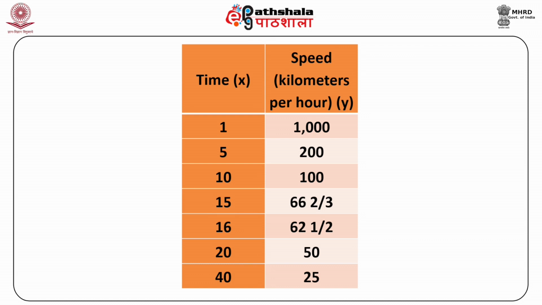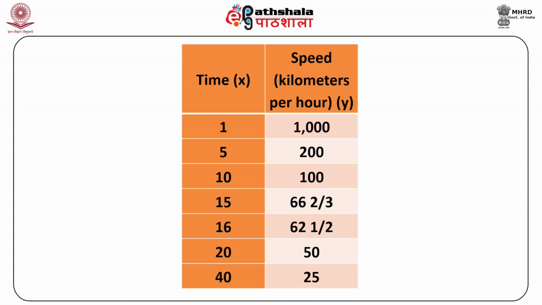When the distance is the same, if the speed becomes 200, then obviously the time taken would be 5, and so on. When y is equal to 100, the time taken is 10. When y is equal to 66 and 2/3, the time taken is 15 hours. When it is 62 and a half, then it is 16 hours. When it is 50, then it takes 20 hours. When it is 25, then it takes 40 hours.